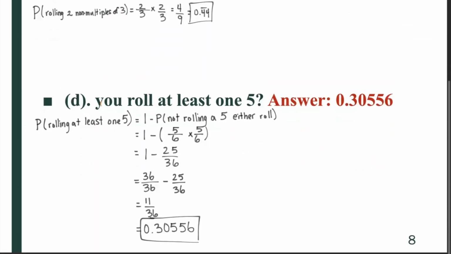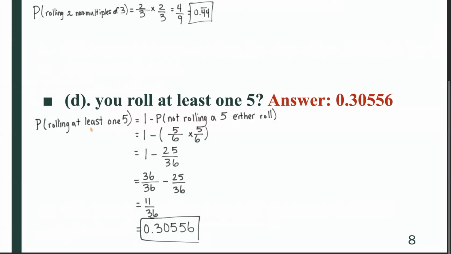What is the probability that you roll at least 1 5? Here we can use the complement rule, where the complement of rolling at least 1 5 would be not rolling a 5 on either roll.